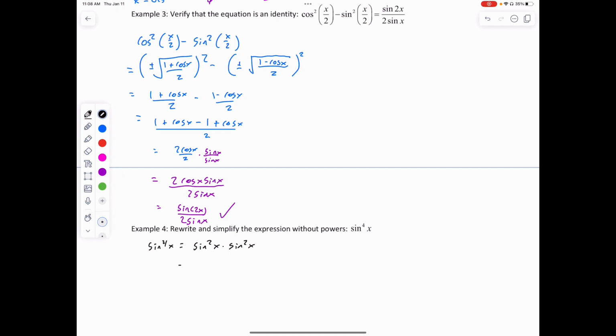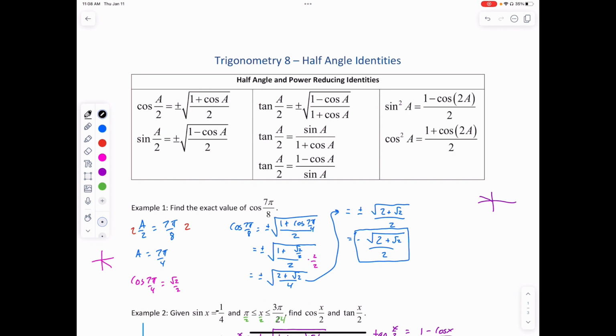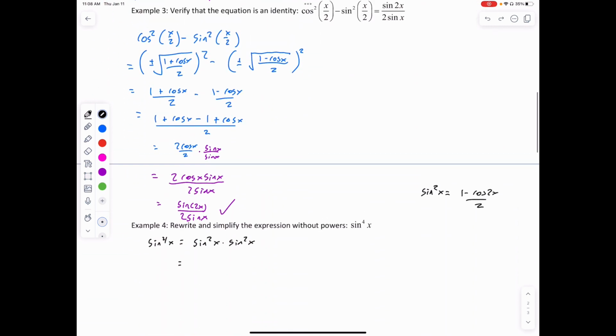That simplifies it. And these sine squareds are going to allow me to use a version of my double angle identity. We know that sine squared of x is equal to 1 minus cosine of 2x over 2. That basically comes from just taking these double angles and squaring them on both sides. Well, that's equal to 1 minus cosine of 2x over 2 times 1 minus cosine of 2x over 2.